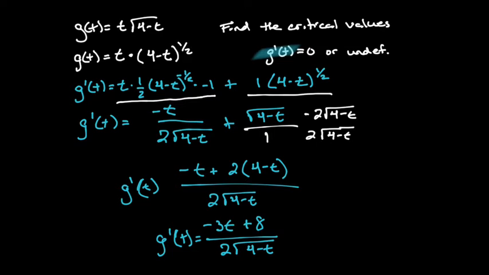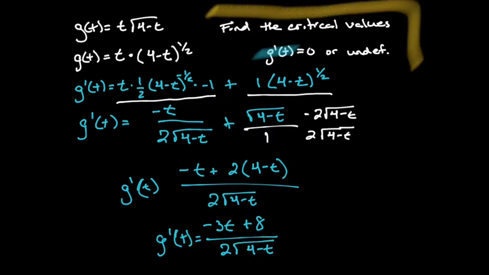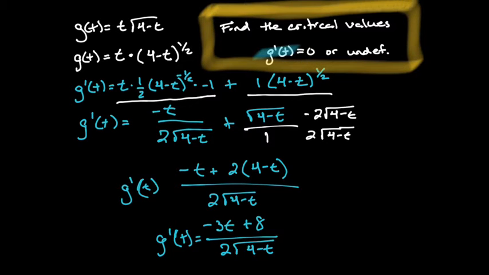Now, keep in mind, I was looking for the critical values. This was my goal here. I don't want to lose sight of that. So if we start working on that goal, I really want g prime to be equal to 0. If that's the case, then that just means that my numerator would be 0. So I could set that equal to 0, and when I solve this, I'm going to get 8/3, right? But also, I need to look at when it's undefined.